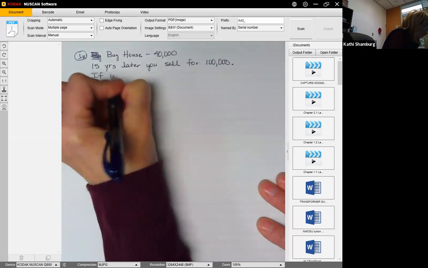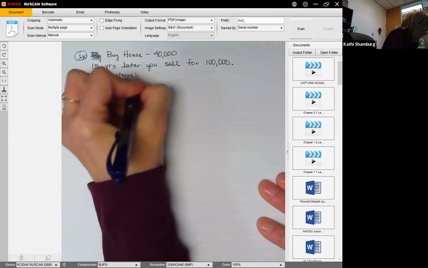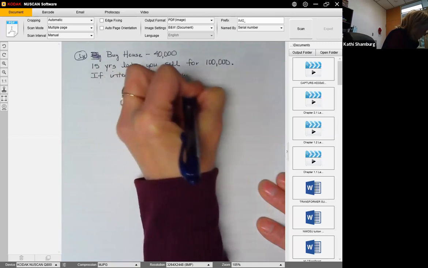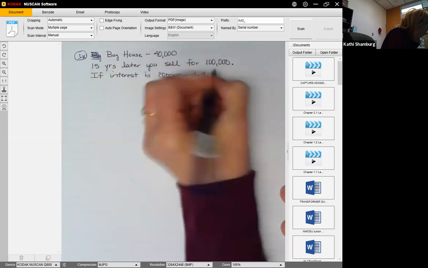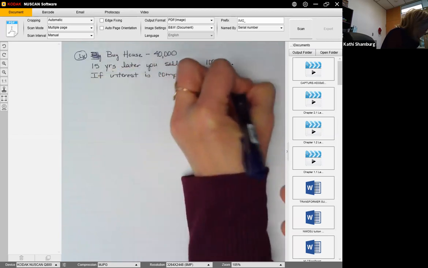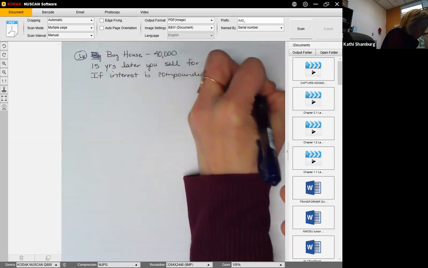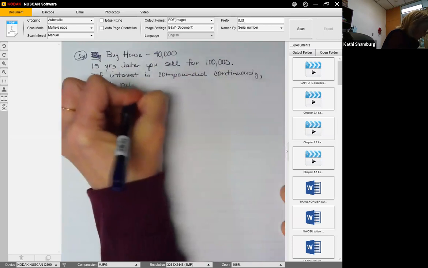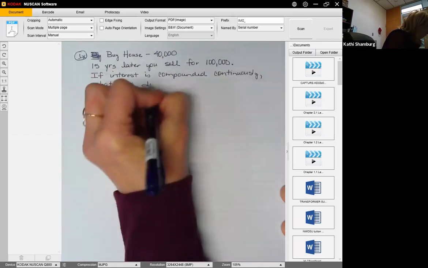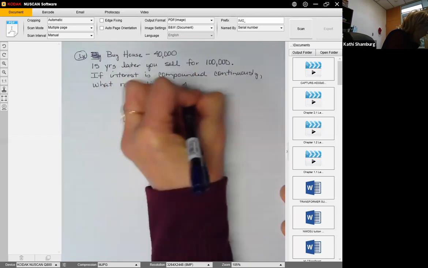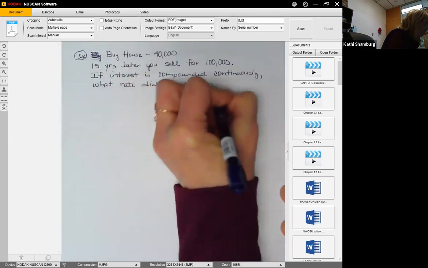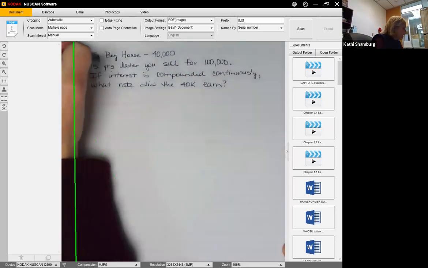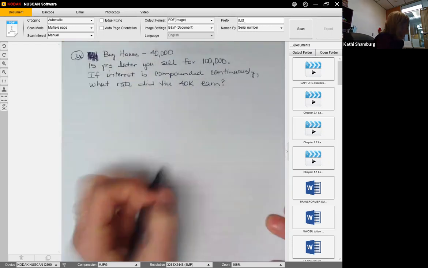If interest is compounded continuously, what rate did the $40,000 earn? All right, so we need to take a look at this one because it's not exactly like the one I just did, okay?